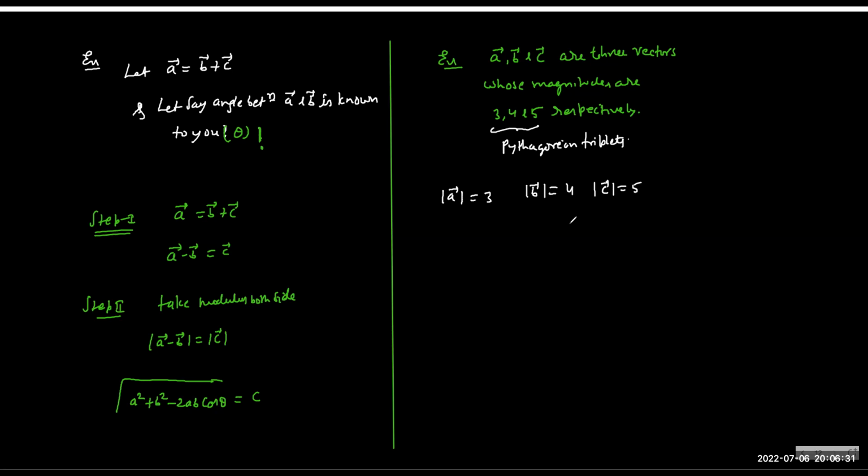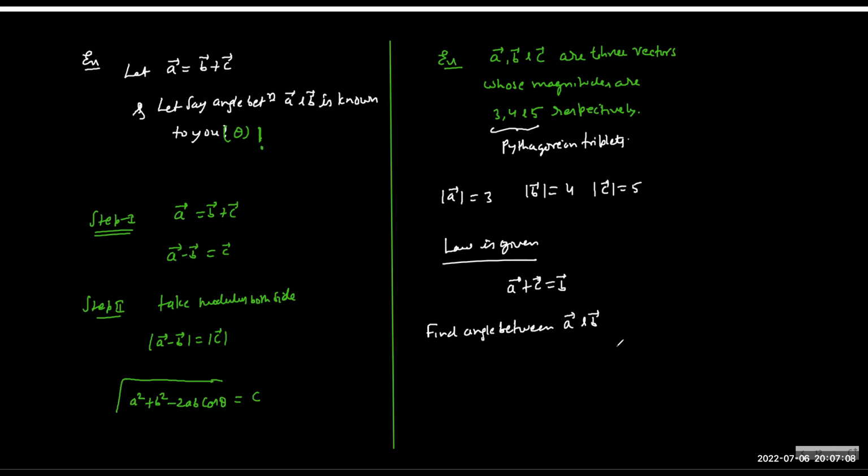And what else is given? The law is given. What is the law? A plus C equals B. So what is the question? Find the angle between A and B. So are A and B on the same side? No.